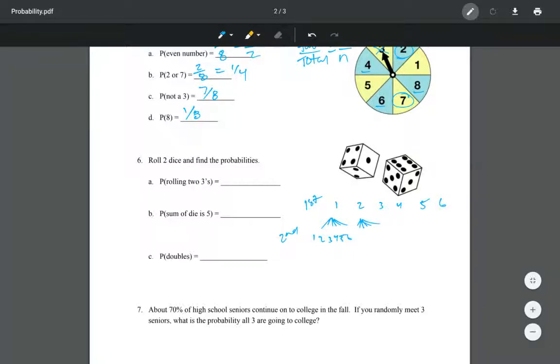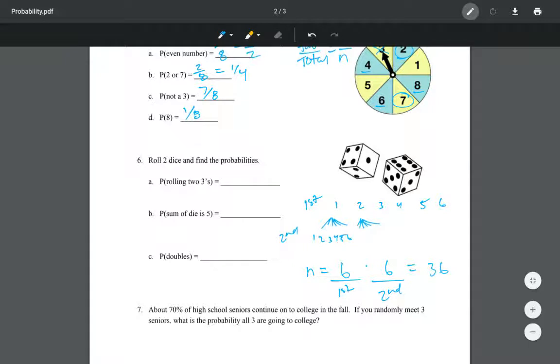That's a lot of work, right? And it's only two dice. So instead, I'm going to use my multiplication principle to come up with my total number of outcomes. So I've got the first die, and I use multiplication for the "and" the second die. Six possible outcomes on the first die, and six possible outcomes on the second die. So we get 36 possible outcomes.